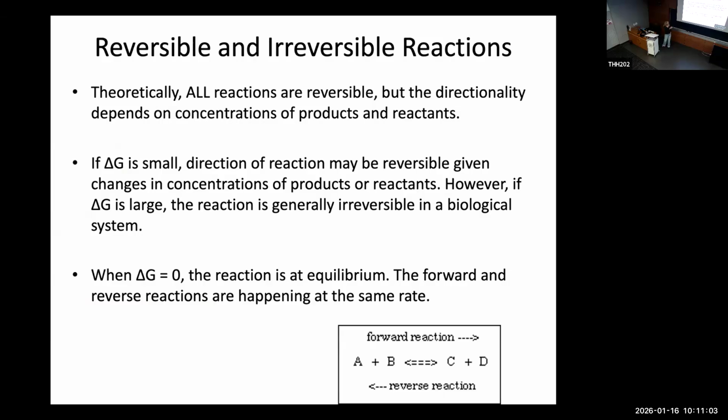And just keep in mind, when delta G is zero, the reaction's at equilibrium. So the forward and the reverse are still happening, but just at the same rate. So there's no net production of one of these.